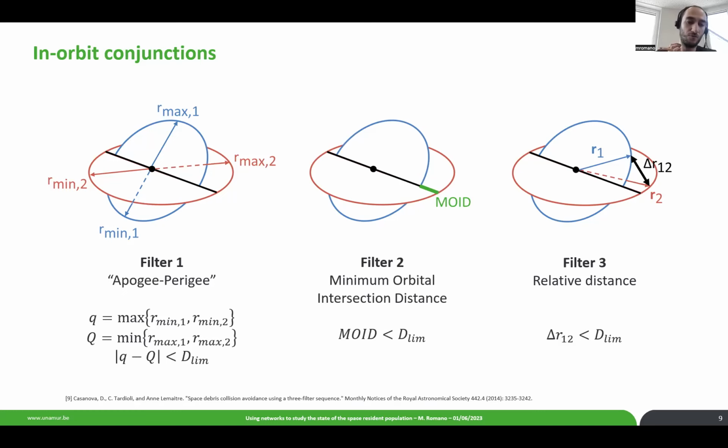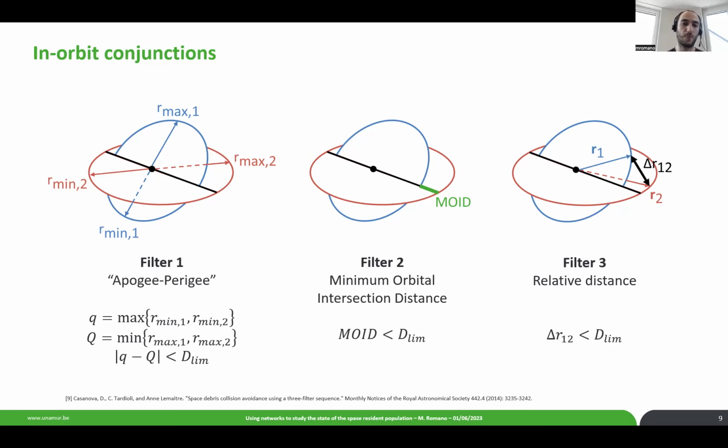Here instead is how, once we have propagated the orbits of the satellites and have their trajectory in time, we determine whether there is a conjunction, meaning an encounter between these satellites. Instead of comparing each couple of objects, which would mean a lot of comparisons, if you consider, for example, 30,000 objects, 30,000 squared, it's a lot. For a period of time that is the next few days, it becomes quite expensive computationally. So we have a series of filters that reduce the number of comparisons that we have to do.